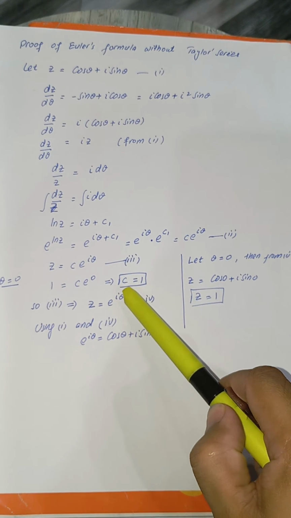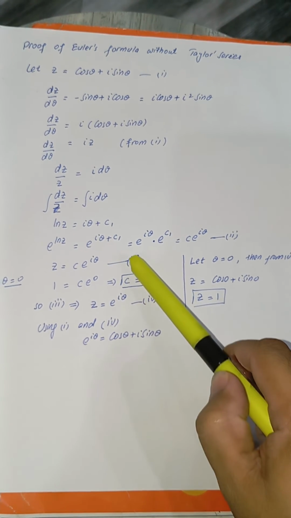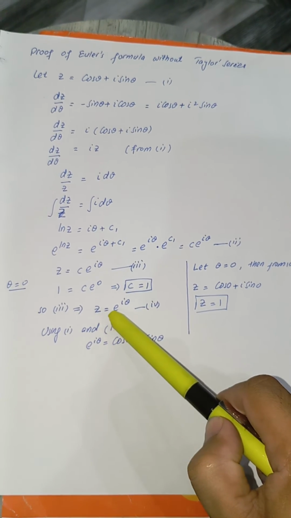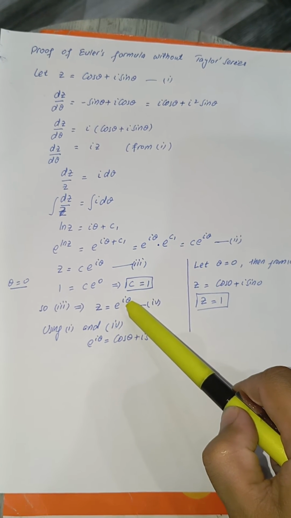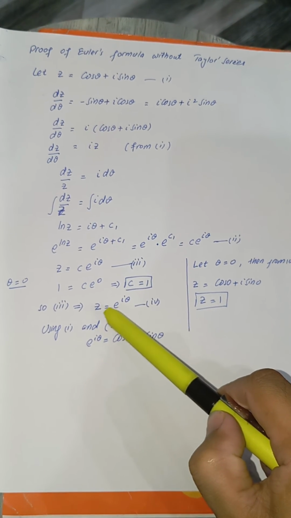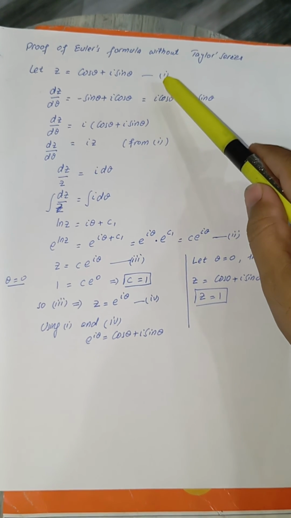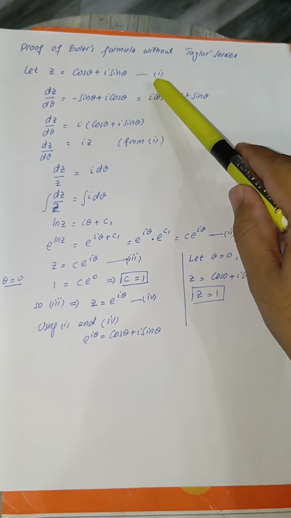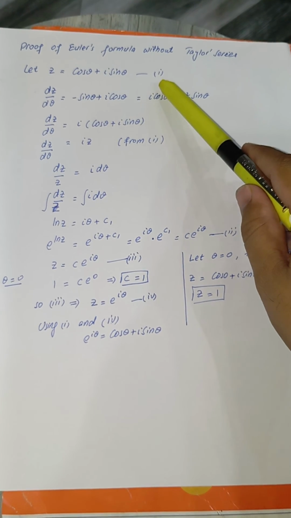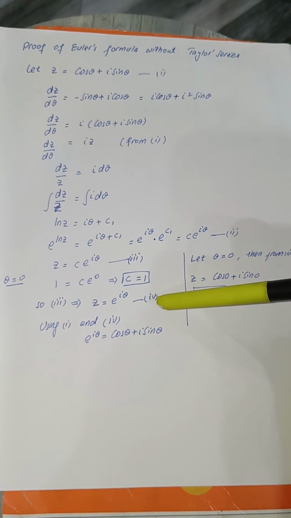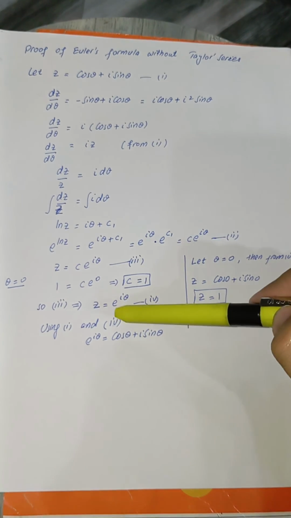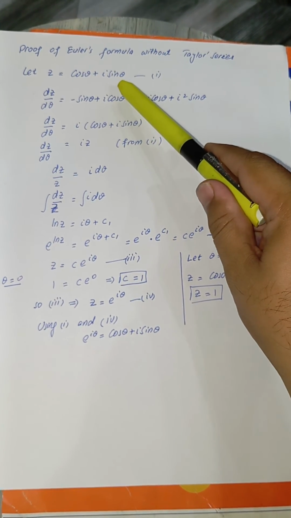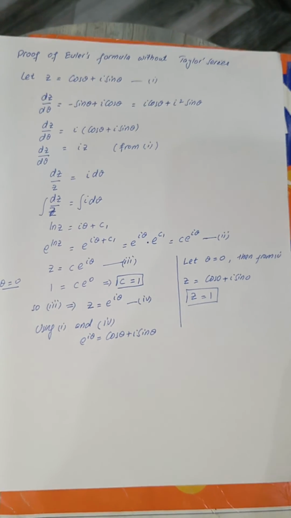Now we replace the value c is equal to 1 in 3. It becomes z is equal to exponential of iota theta. You can see that in the first equation we take z is equal to cos theta plus iota sin theta. So from equation number 1 and 4 it becomes exponential of iota theta is equal to cos theta plus iota sin theta, which is the Euler formula.